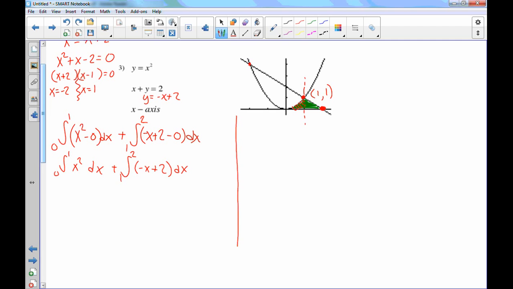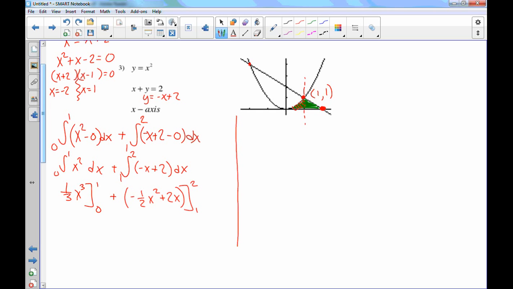Okay, Alex, what's the antiderivative of x squared? Good. 1 third x cubed. Now it has its own limits from 0 to 1. Plus, what's the antiderivative of our next one, negative x plus 2? Good. It has its own limits from 1 to 2.